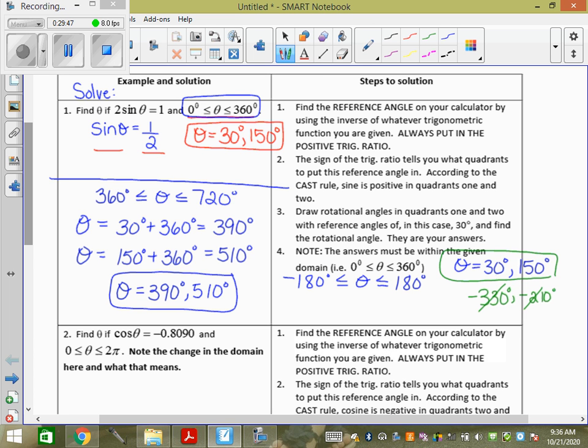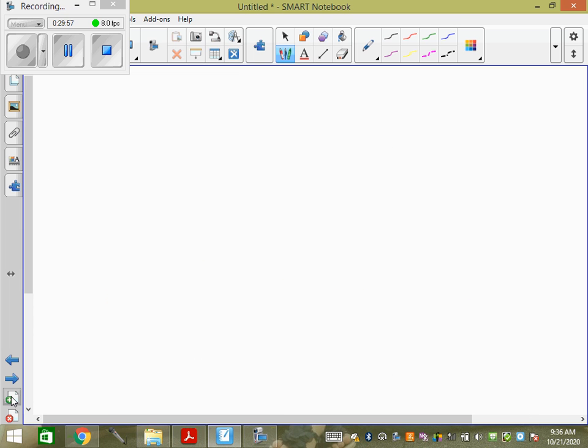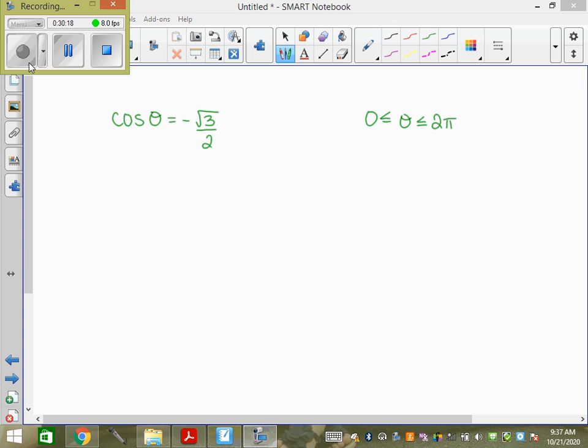So on a separate sheet of paper, I'm going to get you to do another one that's nicely off the unit circle. I want you to do not sine, sorry, cosine theta equals negative root 3 over 2, and I want it between 0 and 2 pi. Find where cos is negative, or where x is negative, which is here and here. Which thetas does that fall into?